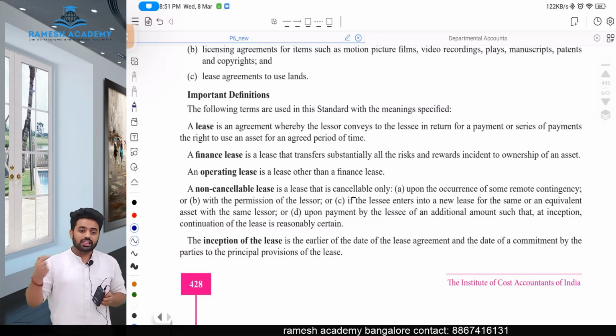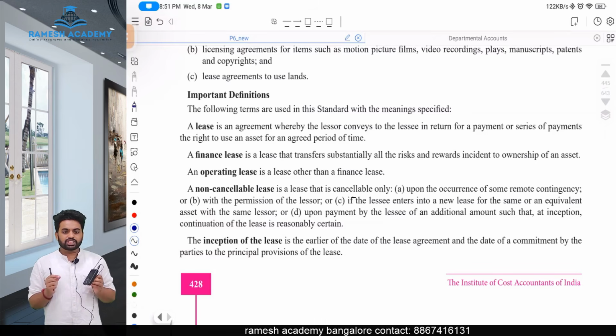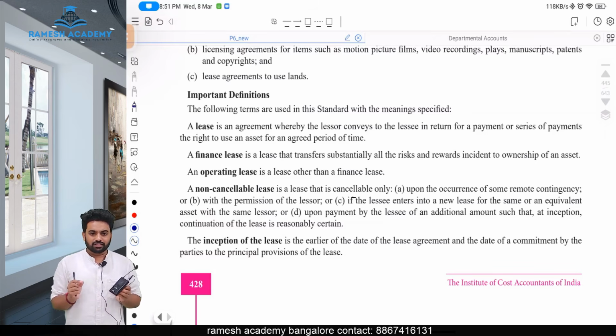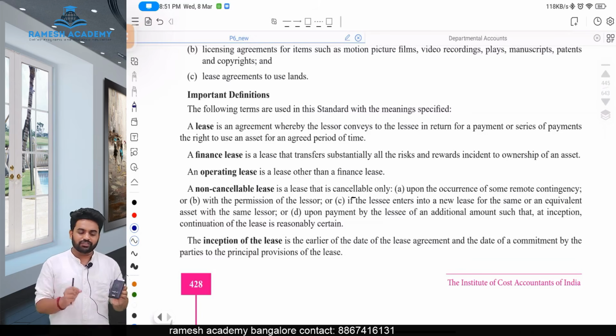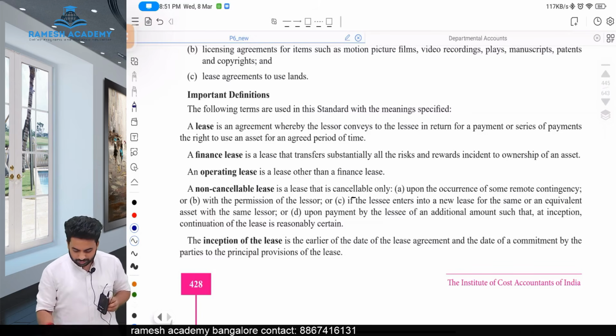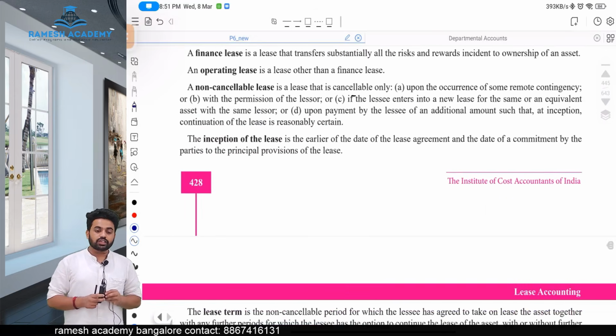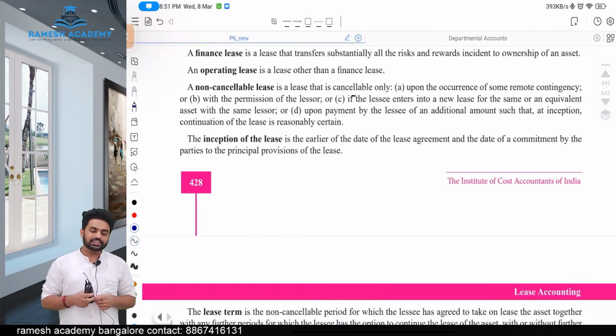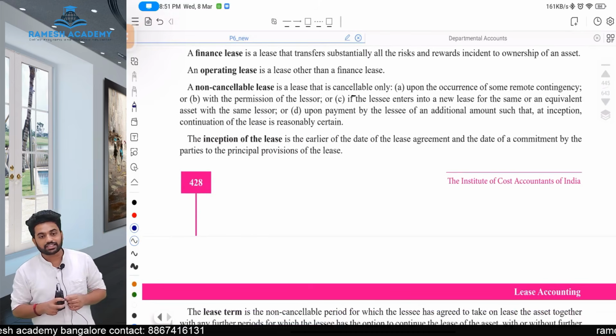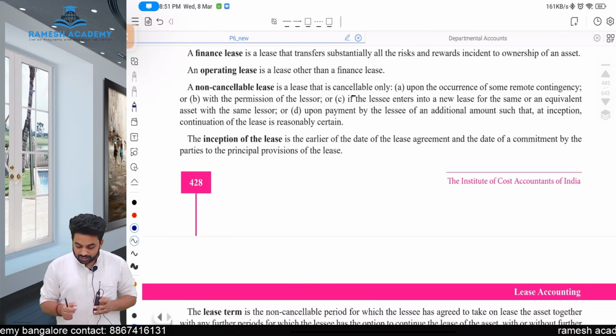All the other things, where you just want to operate your lease properly by giving it on rent, that is called an operating lease. And there is one more thing called a non-cancelable lease. This is a kind of finance lease only, where you can't cancel the lease agreement unless the following things occur.